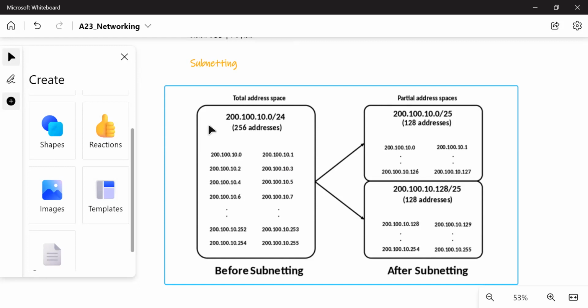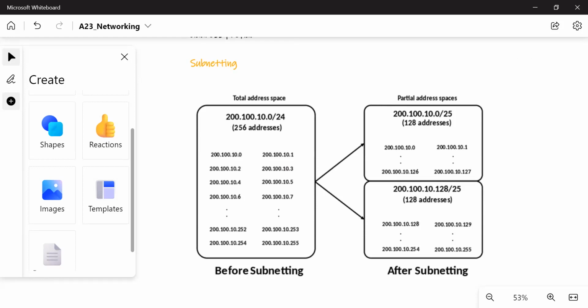So when we talk about the range of 200s, we know it's a class C address, isn't it? It's a class C address. So in a class C address, in total we can talk about 256. When you remove the first and last, we get 254. But you will get 256 addresses, right?